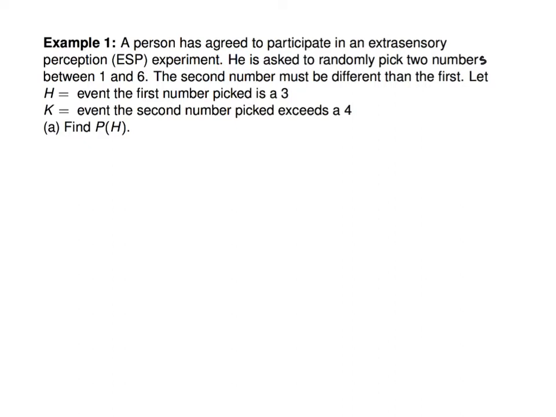Okay, so first, probability of H. So what's the probability the first number he picks is a 3? Well, there is one number that's a 3 out of 6 total numbers. So P of H is 1/6, which as a decimal is 0.16 repeating, but you can just leave those as fractions.